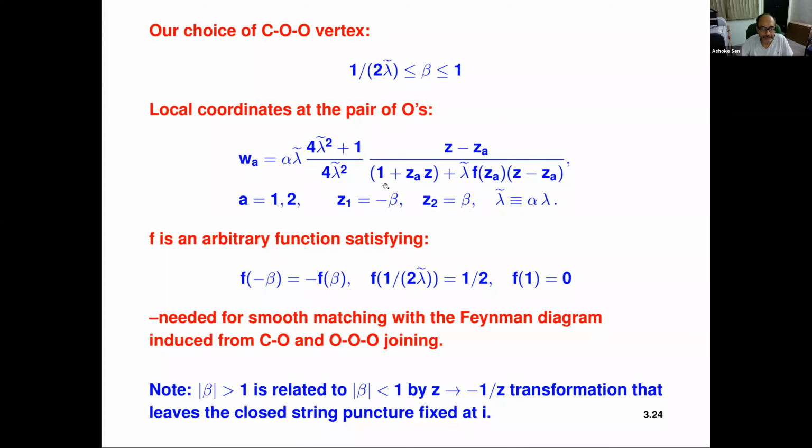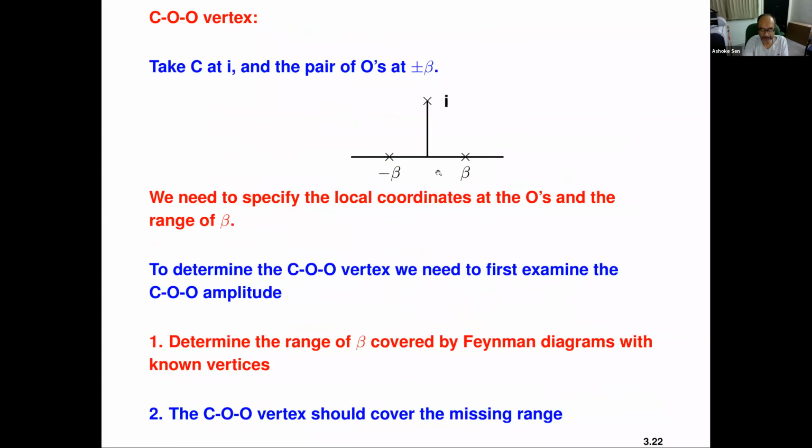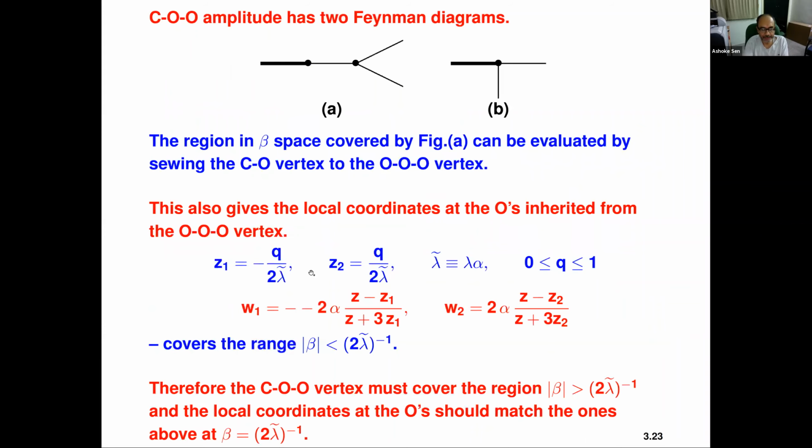We see that there is a new parameter which has entered, in fact, a new function which has entered, this f. z_a are beta and minus beta, so z1 is minus beta, z2 is beta. So the a here is 1 and 2. So I have described both local coordinates in one go. This f is a function, f of beta, which we keep arbitrary. It has this property, which is a convenience. If beta goes to minus beta, that's the symmetry of this diagram. You can see from here, beta and minus beta, you can impose the beta goes to minus beta symmetry. So that puts f of minus beta equal to minus f of beta.